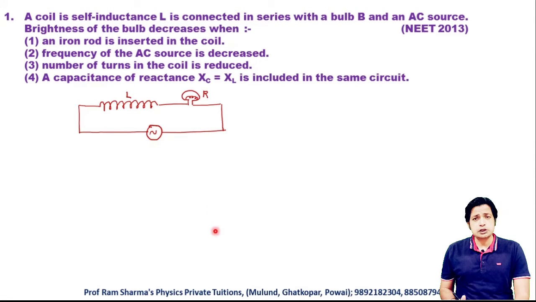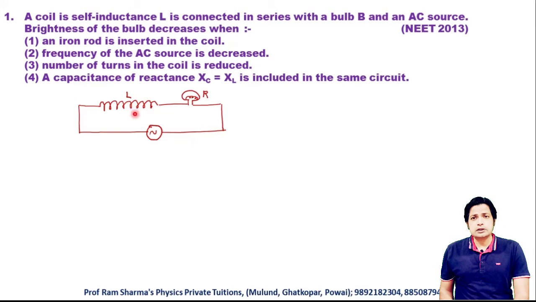Now the situation is the brightness of the bulb should decrease. Now we know that the brightness of the bulb will decrease if the current decreases. So the current will decrease for which of the following options? Let us try to understand. First, an iron rod is inserted in the coil. First let me write down the formula for current.